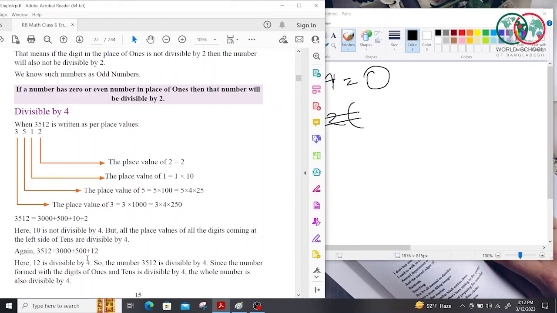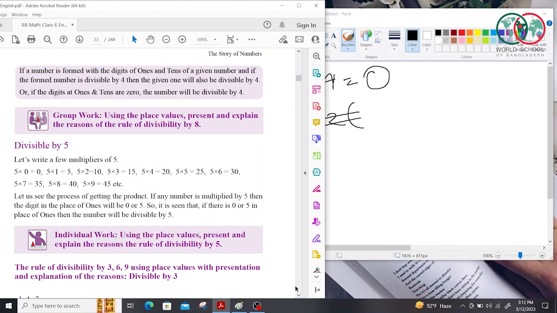Now this 12 is divisible by 4, and since the number formed with the digits of ones and tens is divisible by 4, the whole number is divisible by 4. That means if the number formed by the last two places, the ones and tens, is divisible by 4, then the whole number will be divisible by 4.